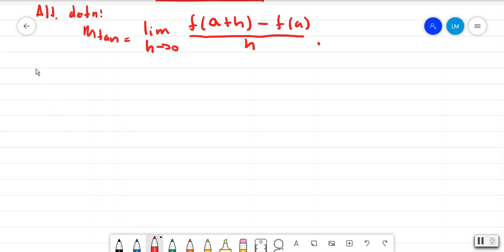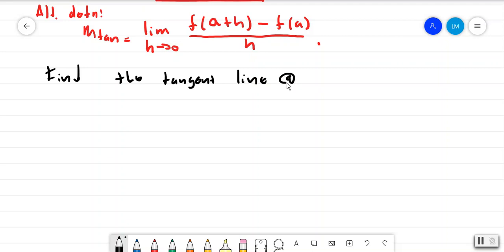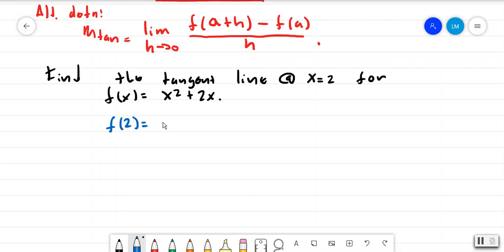Let's say that we have a specific function that we want to work with. So we'll just say find the tangent line at x equals 2 for the function f of x equals x squared plus 2x. Looking at this, f of 2 is going to be 2 squared plus 2 times 2, which is equal to 8. So that tells us that the ordered pair is 2 comma 8. So let's go ahead and find the tangent.